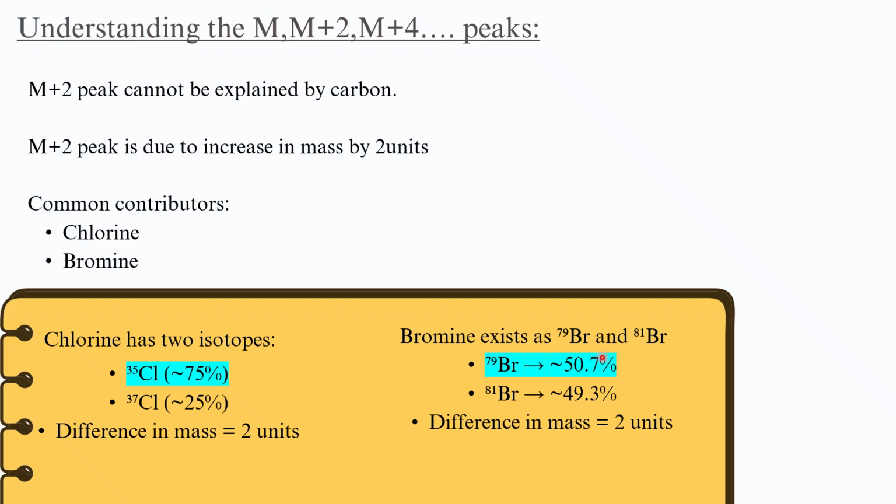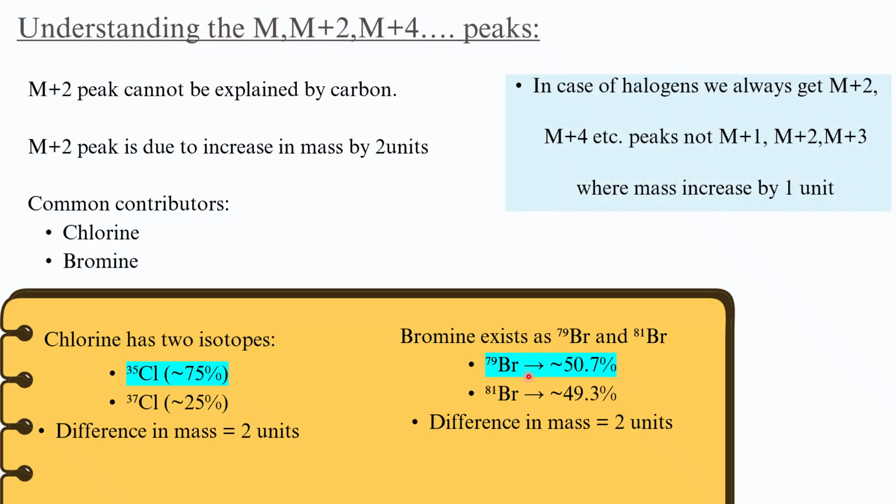Now in the same way, here we have bromine. So in bromine we have two isotopes, bromine 79 and bromine 81. The natural abundance of both the isotopes is as follows. And you can see that their mass is also increased by 2 units. This means this one will give the M peak and this one will give what? The M plus 2 peak. So this is how we get the M plus 2 peak.